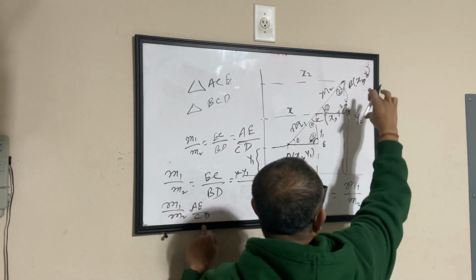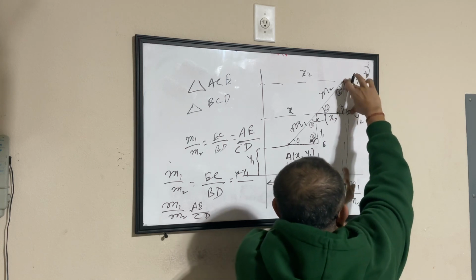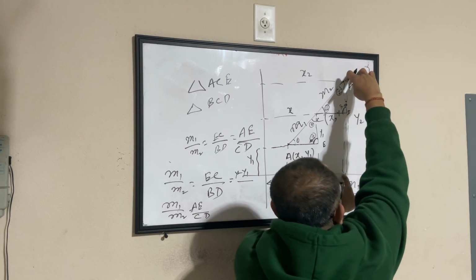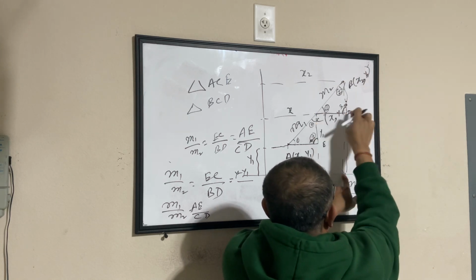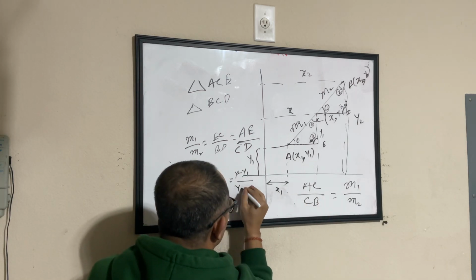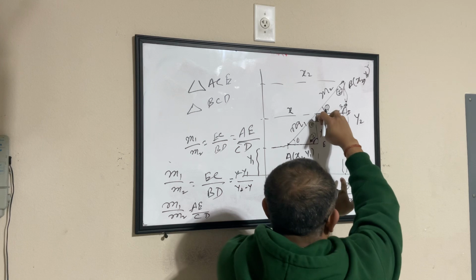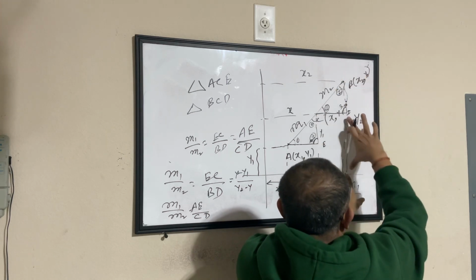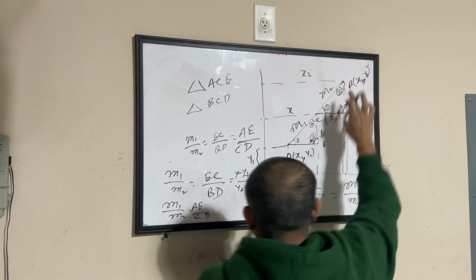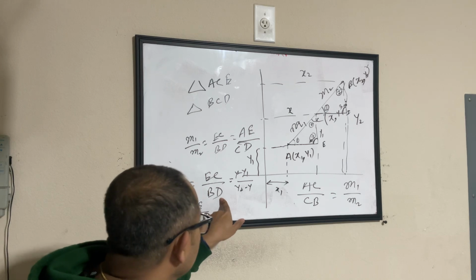Similarly BD will be what? BD will be this one. So this length is what? This whole length is y2 minus y. This is y. So y2 minus y. So this is the y coordinate of the C point. y2 minus y. This gives you this length BD. We have just put the value here in this formula.